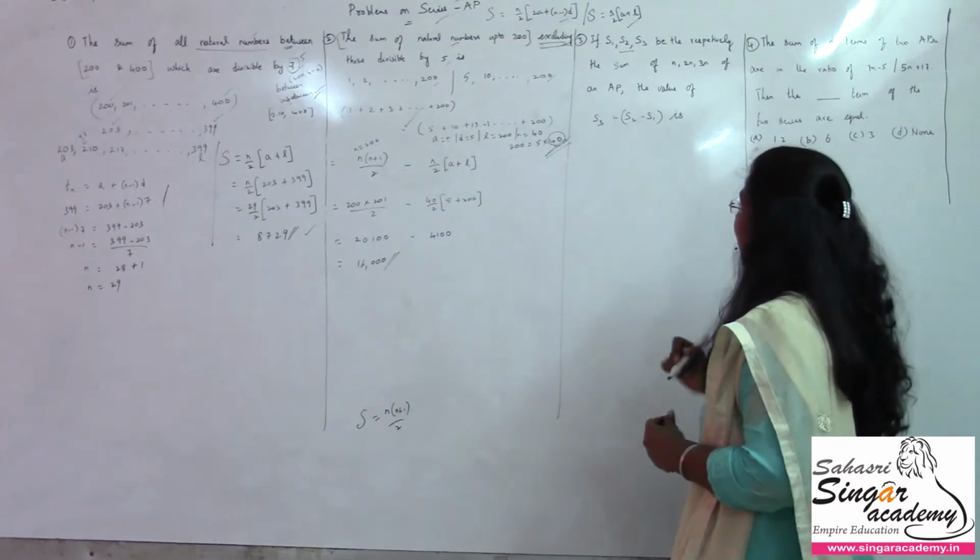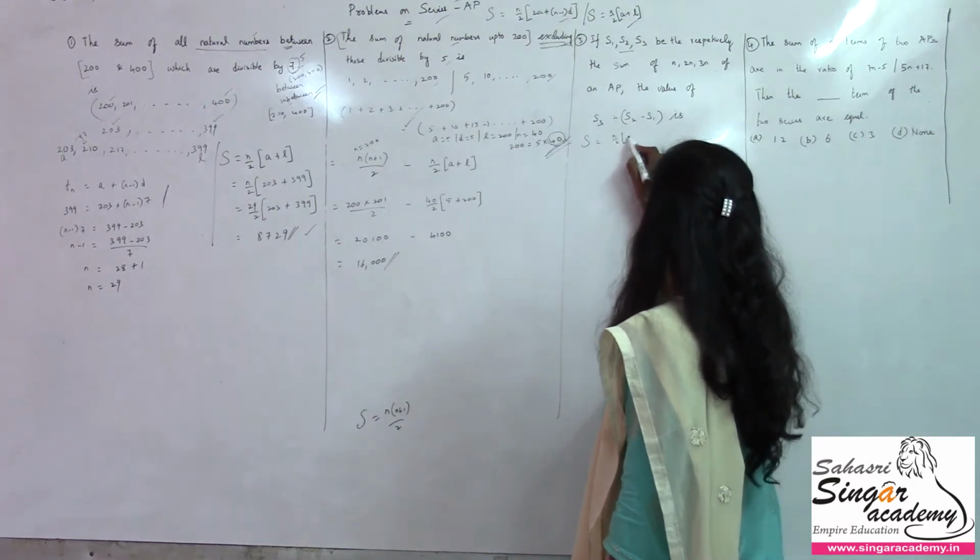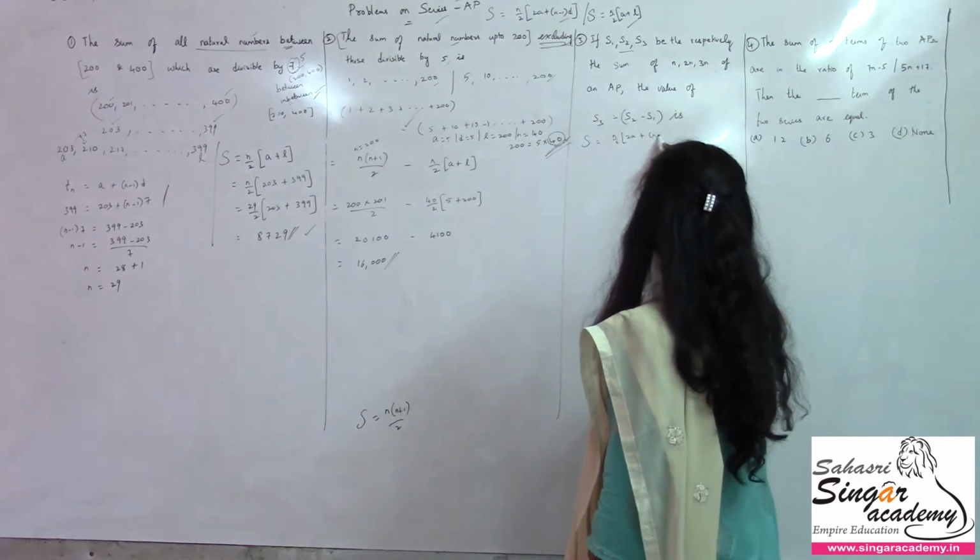Okay. So let me have the general formula for S, which is n by 2 into 2a plus n minus 1 into d.